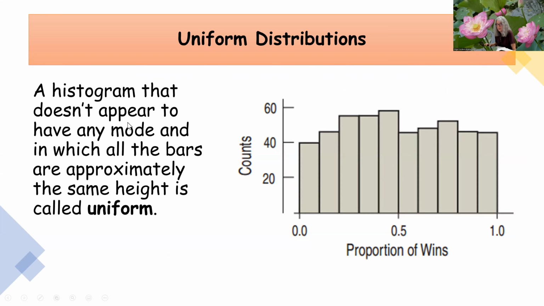A uniform distribution doesn't appear to have any mode. And look at the wording because that's how you will write. It doesn't appear to have any mode, and all of the bars are approximately the same height. It's called uniform.